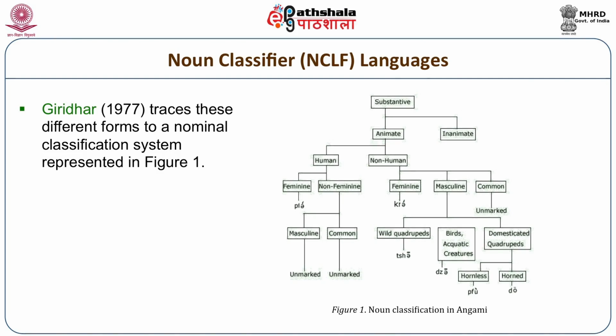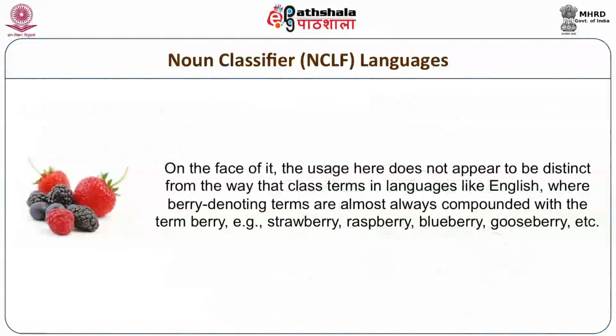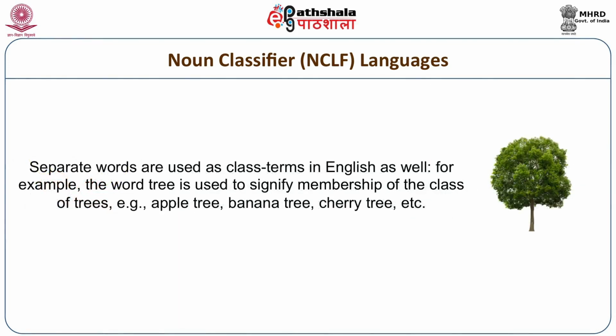Masculine nouns carry additional morphology to tell you whether this is a wild quadruped, a bird, an aquatic creature, or a domestic quadruped. One may ask whether this system is very different from English, where berry-denoting terms are almost always compounded with the word berry. So strawberry, raspberry, blueberry. Separate words are used as class terms in English as well. For example, the word tree is used to signify membership of the class of trees. There is considerable debate in the literature as to whether the existence of class terms in itself is enough to identify a language as a noun classifier language.